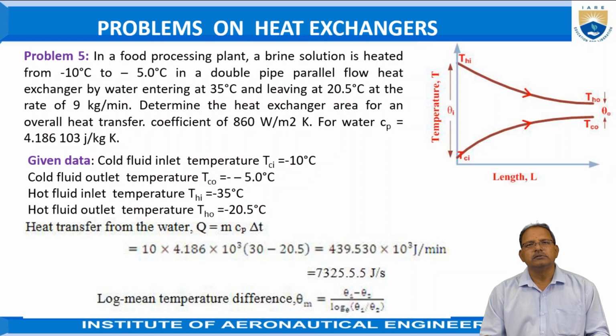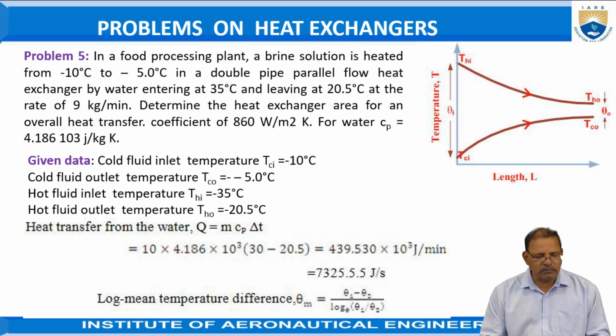Here, problem number 5. In a food processing plant, a brine solution is heated from minus 10 degrees centigrade to minus 5 degrees centigrade in a double pipe parallel flow heat exchanger, by water entering at 35 degrees centigrade and leaving at 20.5 degrees centigrade at the rate of 9 kg per minute. Determine the heat exchanger area for an overall heat transfer coefficient of 860 watts per meter square per degree Kelvin. For water, Cp is equal to 4.186 into 10 to the power of 3 joules per kg per degree Kelvin.